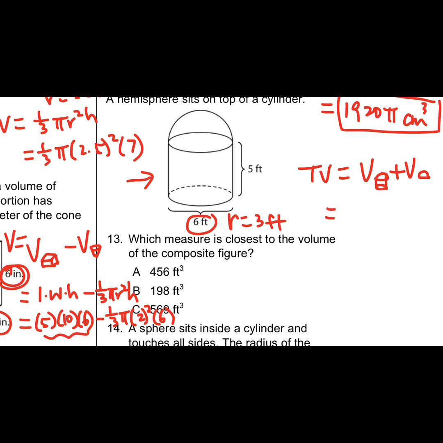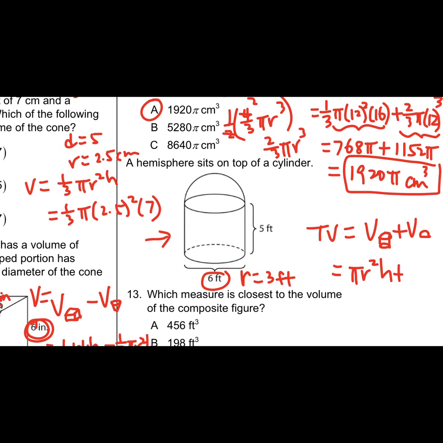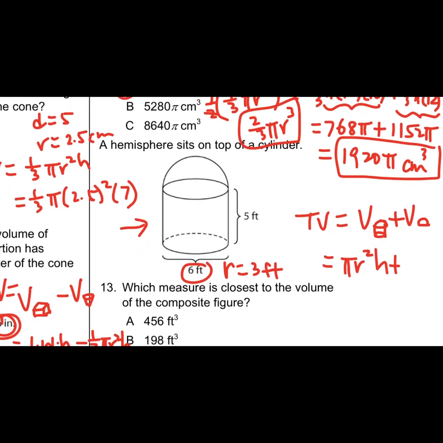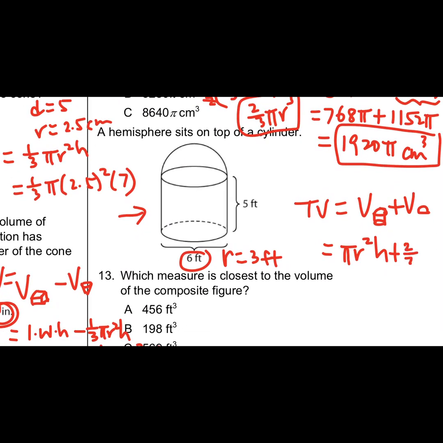So the formula for the cylinder is pi r squared h for the volume. And we already said earlier that we did the work to show that a semisphere has 2/3 pi r cubed. So I'm going to use that formula for the semisphere. And then now we're going to just substitute the values in. So the radius is 3 squared, the height is 5, plus 2/3 pi, and the radius is again 3, and cube that.